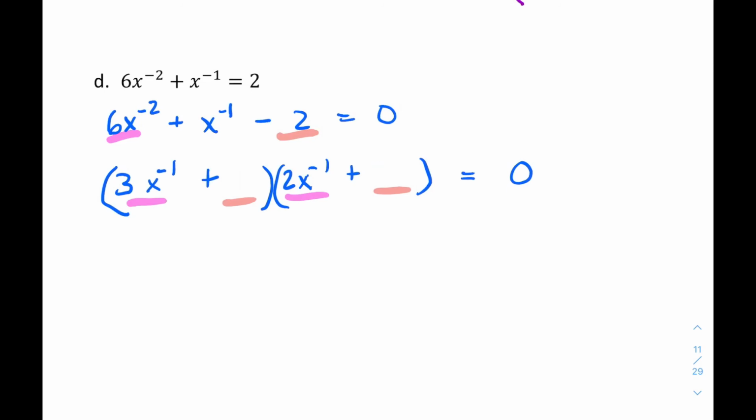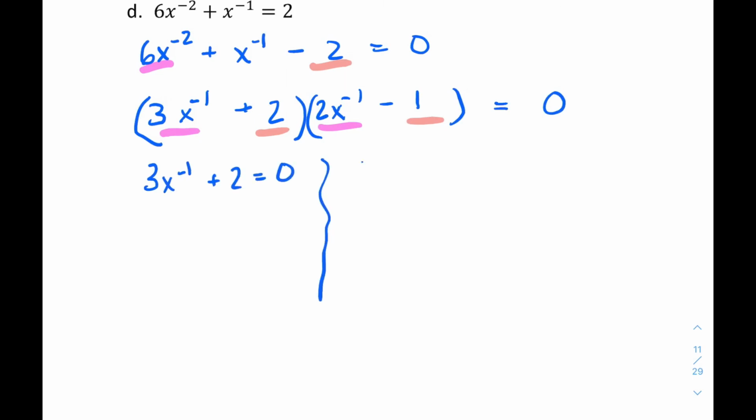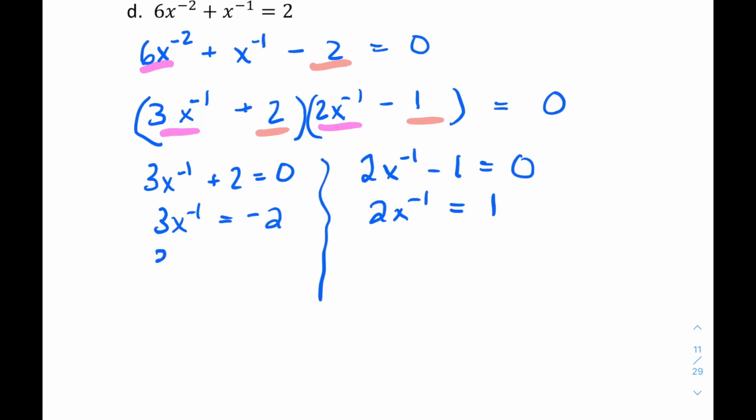Closer. Even with my experience guessing and checking, I don't always get it right on the first try. Okay, there we go. That'll work. And then I can set each of my factors equal to 0 and solve. So if I subtract 2 from both sides, it's 3x to the negative 1 equals negative 2, and add 1 to both sides, 2x to the negative 1 equals 1.